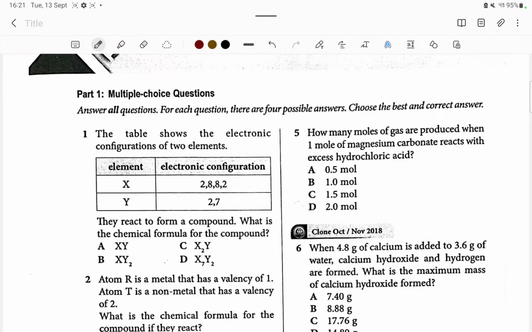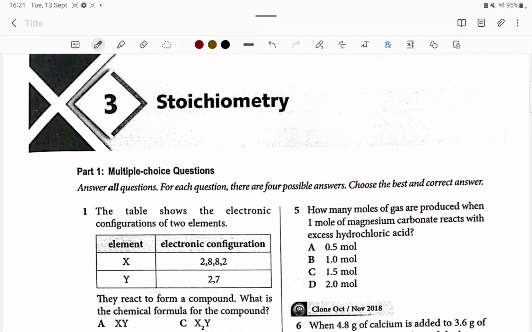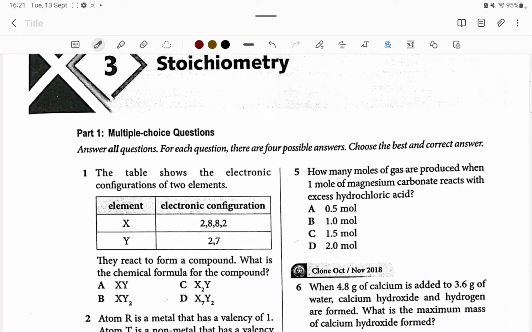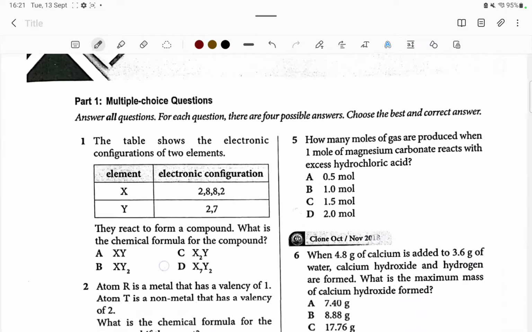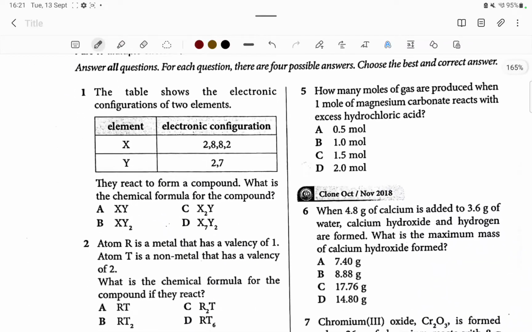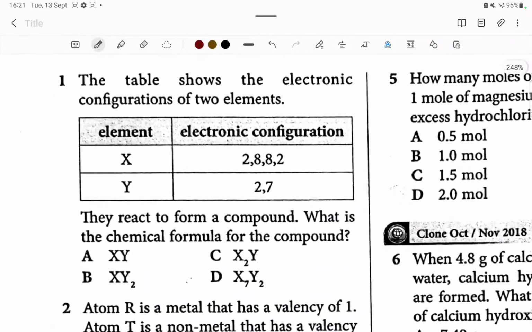So for today's chemistry, we are going to discuss chapter 3, the MCQs, 10 questions. And then the structure questions we'll be discussing during class. Okay, so number 1, the table shows electronic configuration of two elements.